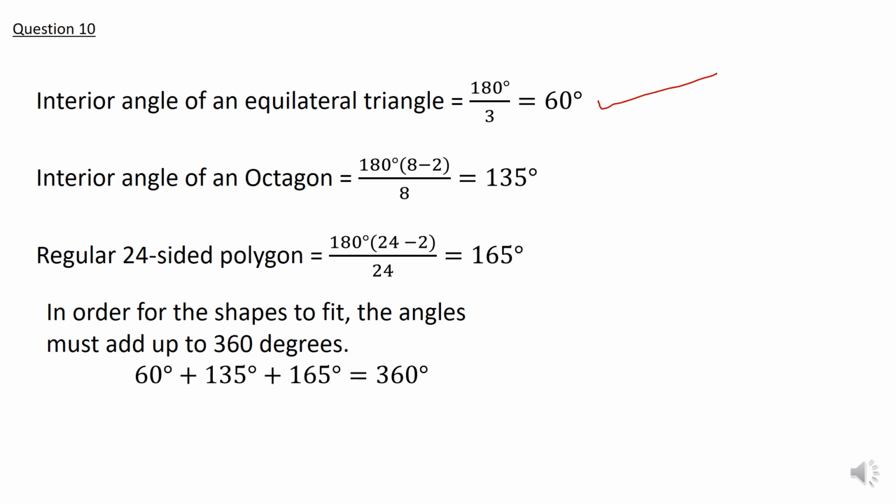Interior angle of an octagon using the formula. I know I'll get this one. 24-sided using the formula again. I get 165. Now, if I add all of them and they give me 360, it means that all of them will fit next to each other.